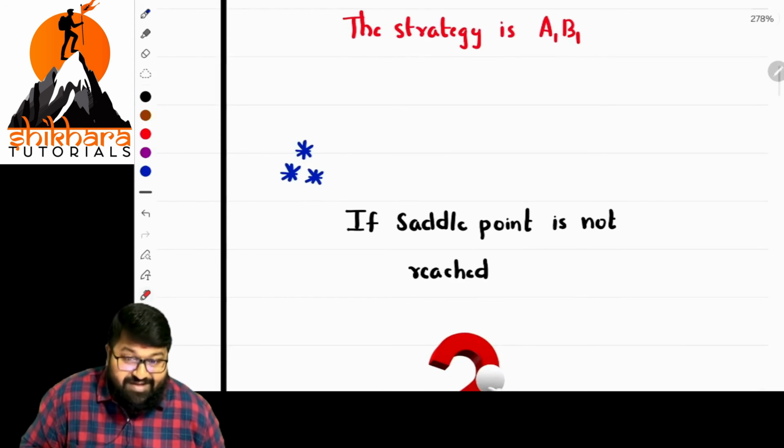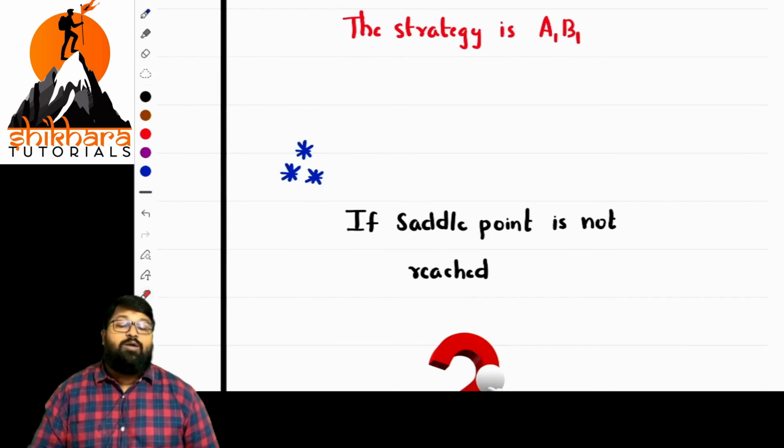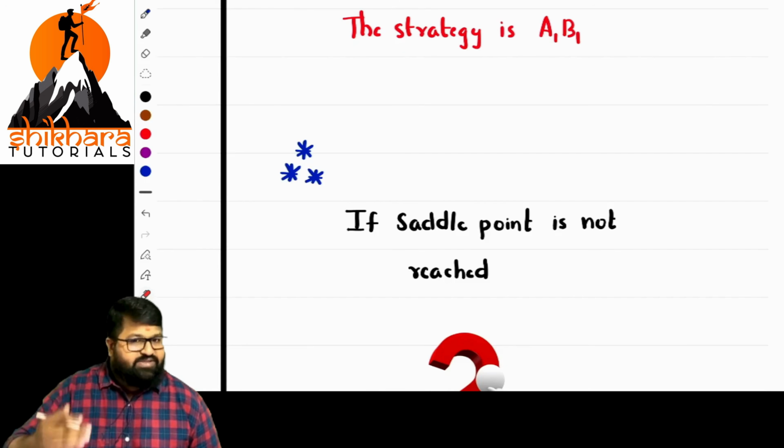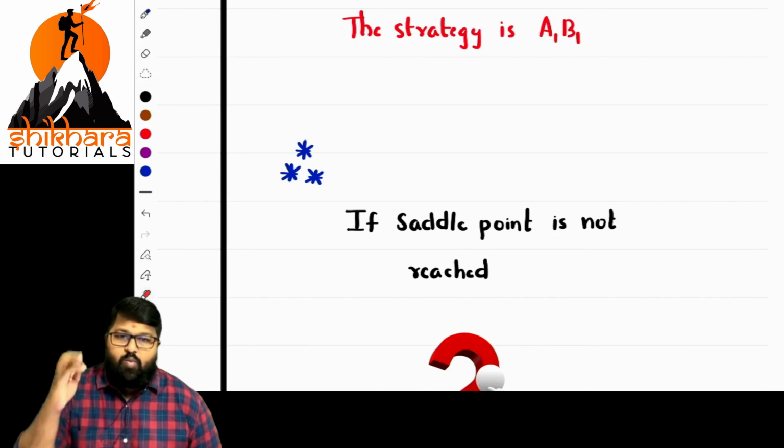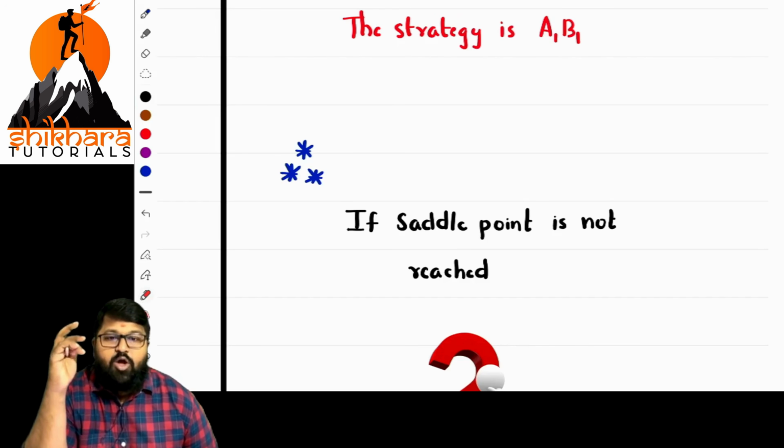If the saddle point is not reached, what we should do is go to mixed strategies. In the mixed strategies, we have different methods. One is the odds method, another is the dominance rule, and the third is the graphical method. These three are most important.